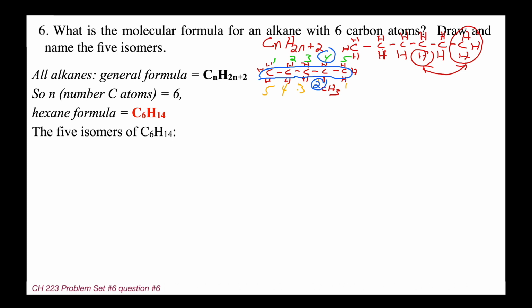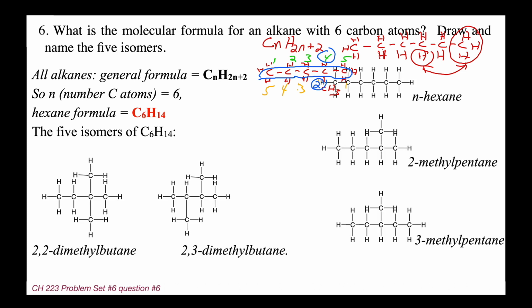Anyway, there's also 2 dimethylbutane isomers of this. So if you draw them all out, here they are. I've kind of covered up there the N-hexane, but hopefully you can see that this is just 6 carbon atoms in a row. That would be N-hexane.